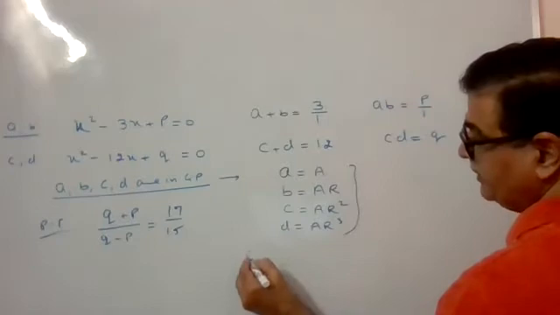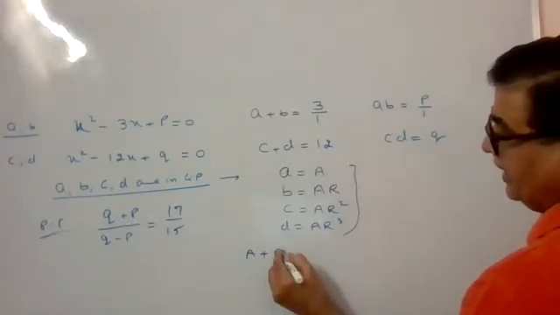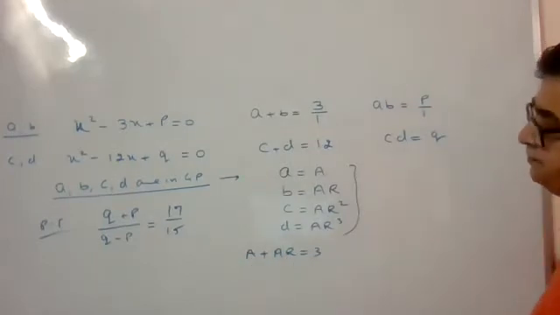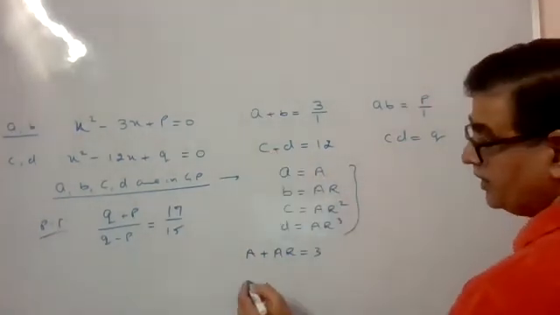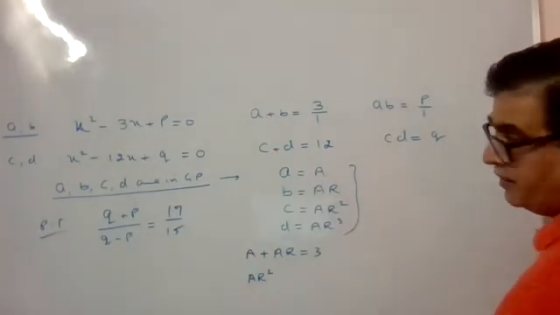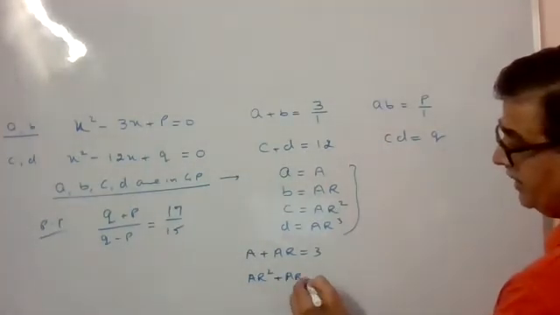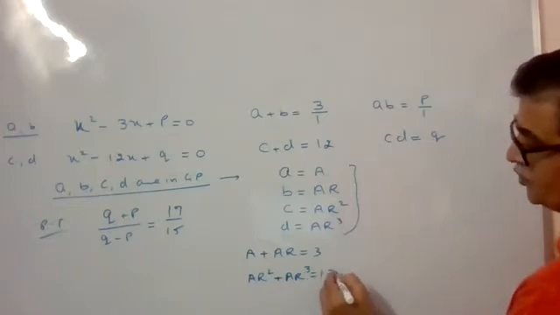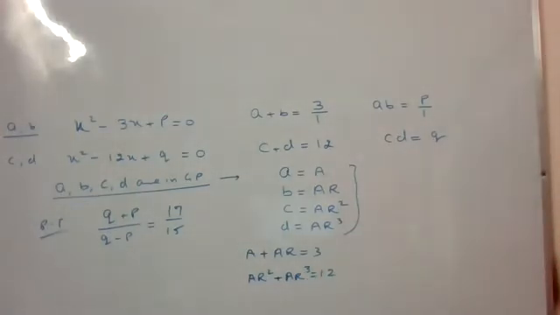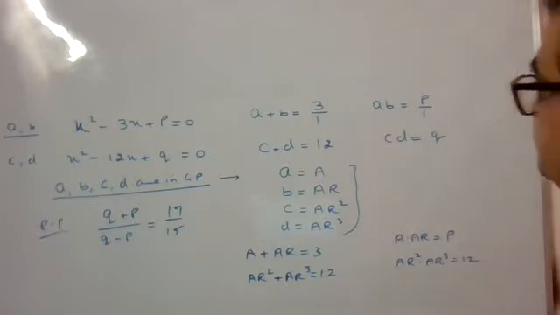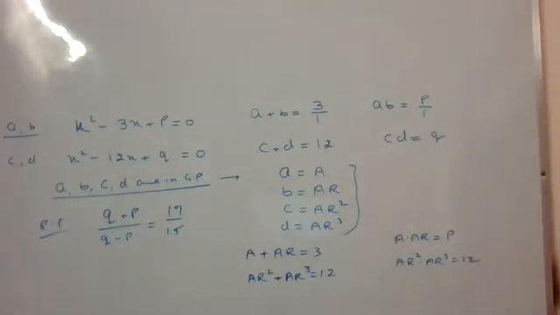A plus AR is coming 3. C plus d, which is AR square plus AR cube, is 12. Here A into AR comes out to be p, and AR square into AR cube comes out to be q. Is it clear?